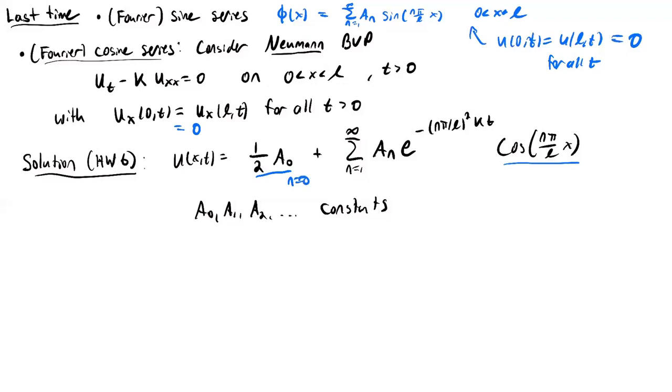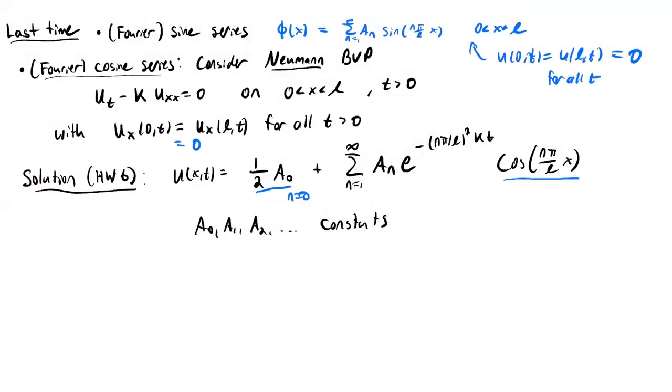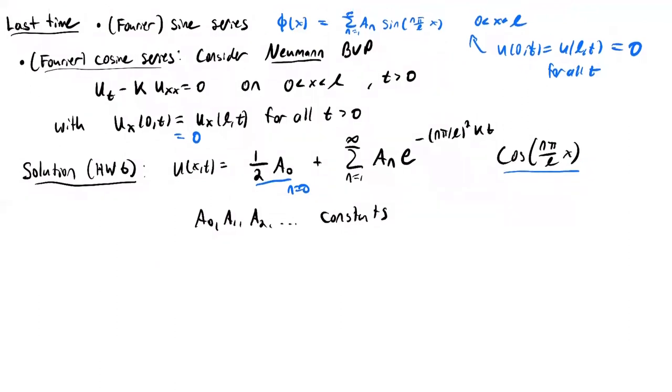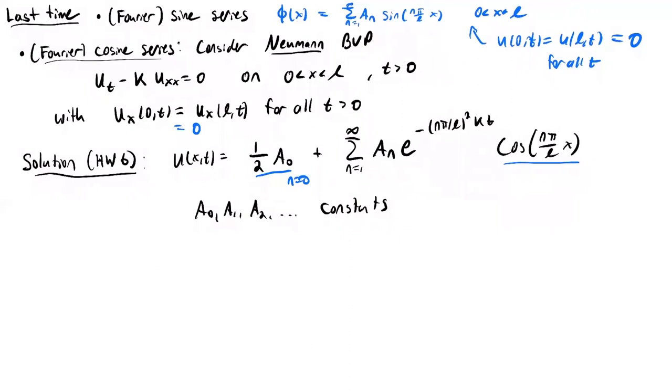The main thing I wanted to point out is that there could be a coefficient corresponding to n equals 0, which was not the case for the sine term, mainly because when x is equal to 0, we expect the function to be 0 for the boundary value problem associated to sine.